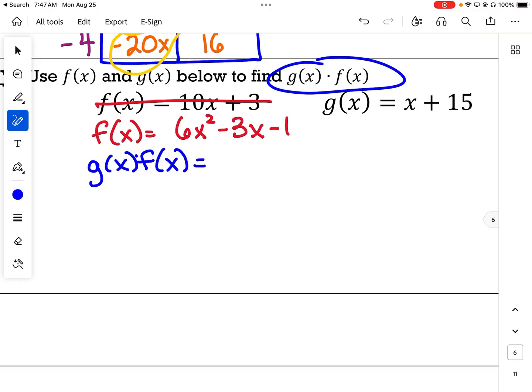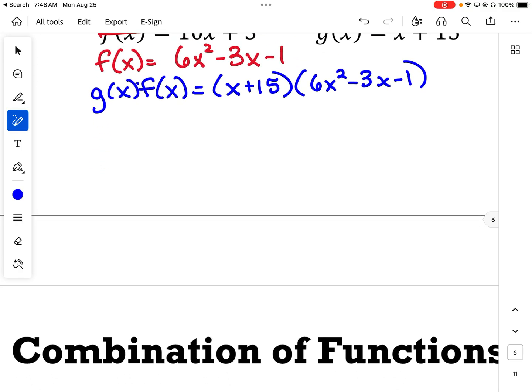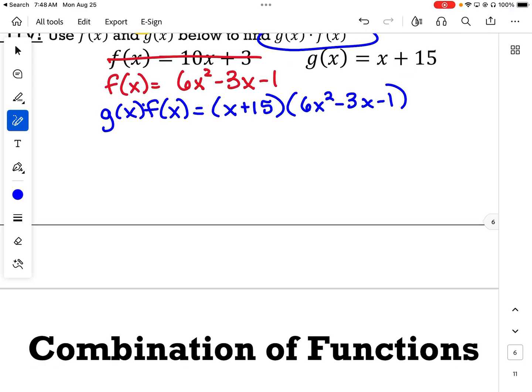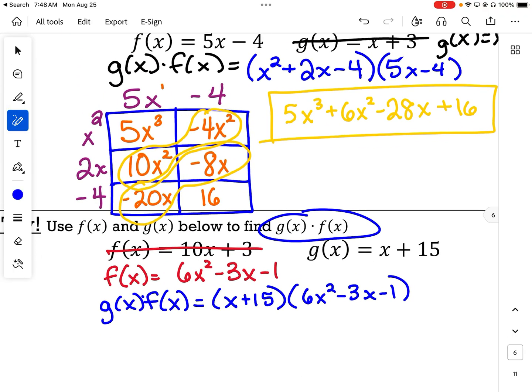Okay, so this is what it tells us to do. G of x times f of x, which we're going to write that down. G of x times f of x. Put them in parentheses, so x plus 15 times 6x squared minus 3x minus 1. So this is a 2 times a 3. So binomial times trinomial. So we need a box that's a 2 by 3.